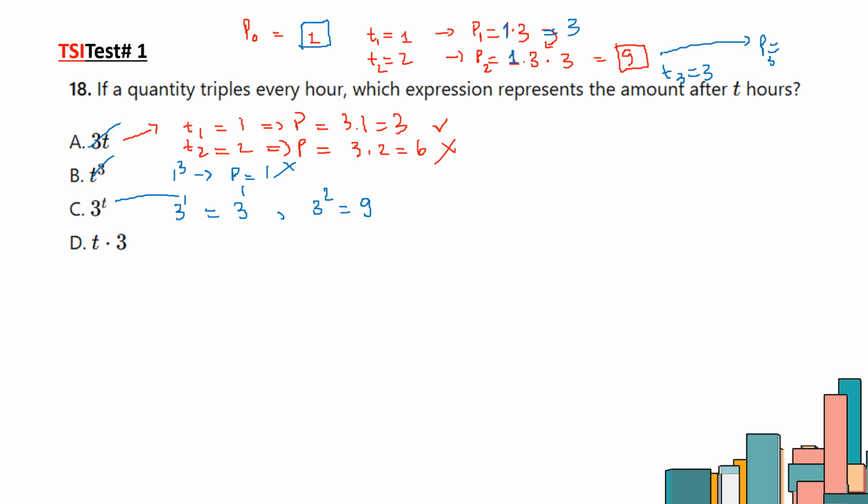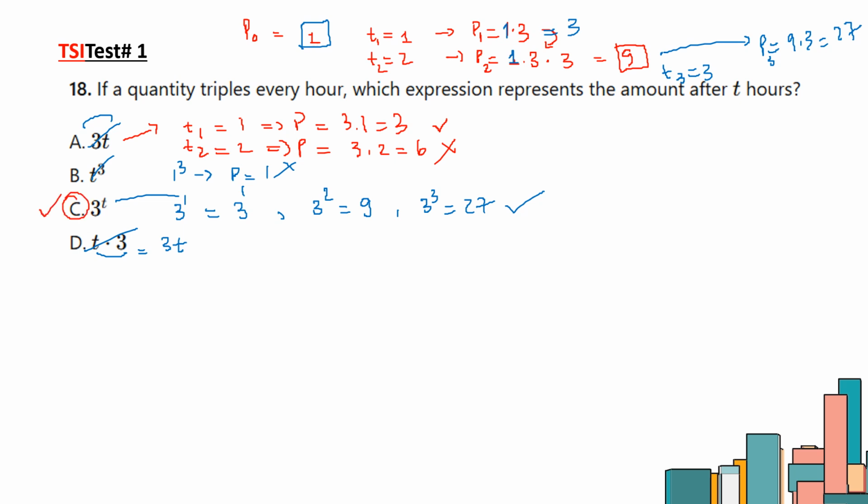new p will be equal to 9 times 3. That will be equal to 27. Now this one is 3 cubed, that is 27. That's perfect. Okay, so t times 3 is the same as 3 times t. This one is the same thing, so it's not correct. So the correct answer is C.